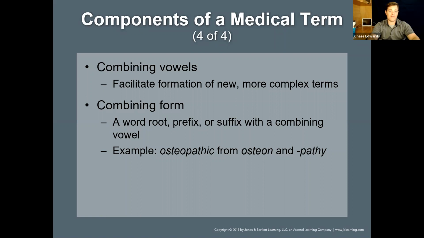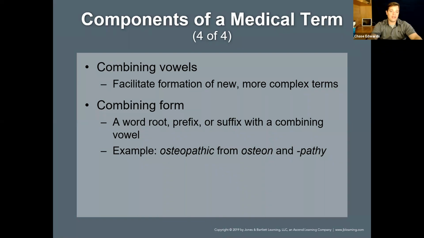Some guidelines for adding combining vowels to word roots. Use a combining vowel before a suffix that begins with a consonant. So cyt, or CYT, plus ology. So you have CYT being what? And then you take the combining vowel, which is the O, cyto, and then ology, study of, right? Cytology, however you want to pronounce it.